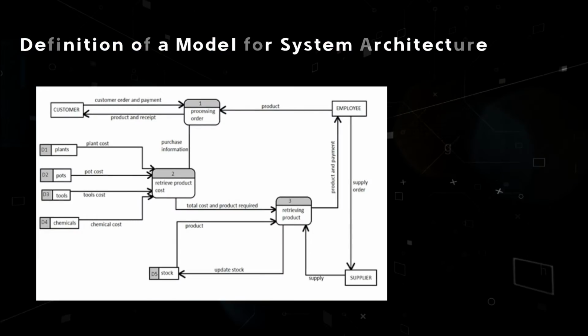The definition of a model for system architecture refers to the chains of actions from the time of input to which the data can be stored or output as useful information. The model on screen depicts the steps or order of operation for the various inputs of the system.